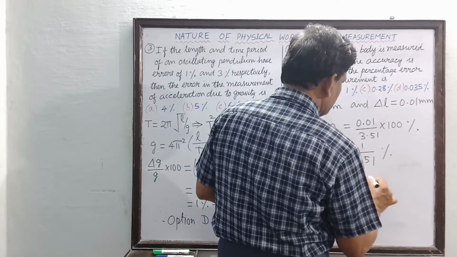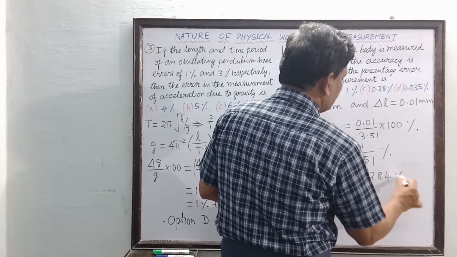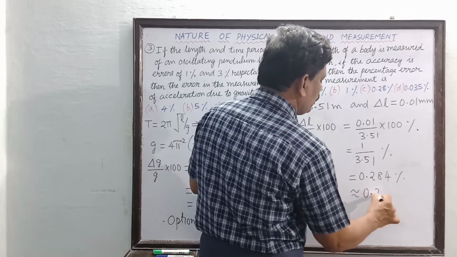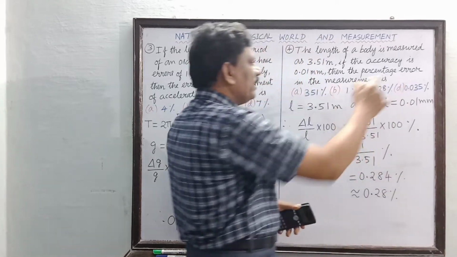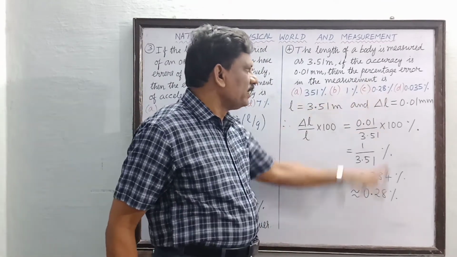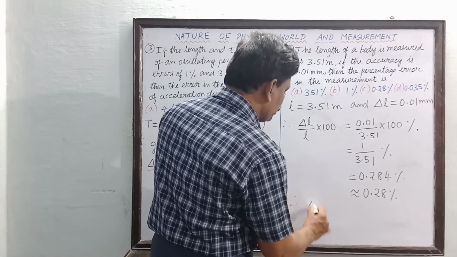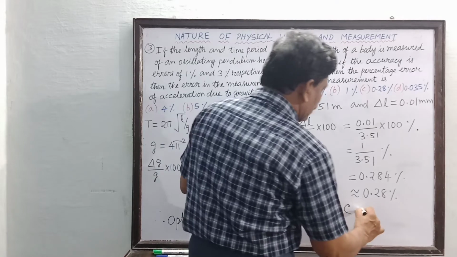So this is 0.284%. So this can be nearly equal to 0.28%, as the given option is in C. So 0.28%. So the option C is the correct answer. Therefore, option C is the correct answer.